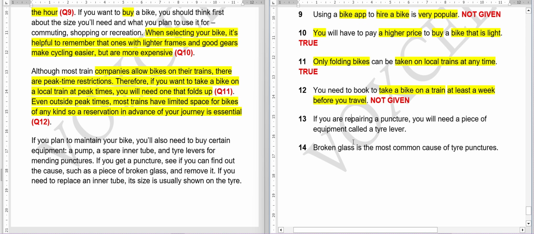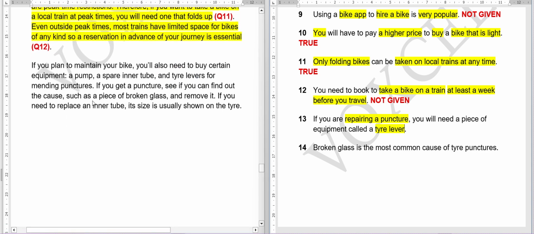13th, let's read it. If you are repairing a puncture, you will need a piece of equipment called a tire lever. So if you are repairing a puncture, then you will need an equipment called tire lever. If that is the case, the answer will be true. But if you need something else, then the answer will be false. And if you don't know what kind of equipment you need to fix a puncture, the answer will be not given. Clear? Let's read the information.